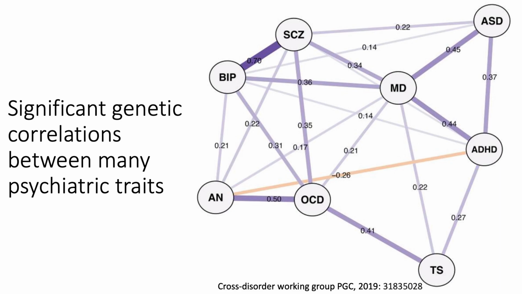Slightly lower, at about a third, when you look at depression, 50% shared genetic risk for anorexia and OCD, a negative correlation between ADHD and anorexia, and the thickness and darkness of the line is representing the degree of significance. So this is work from the PGC again, just showing how genetics can help us understand the relationship between diseases.